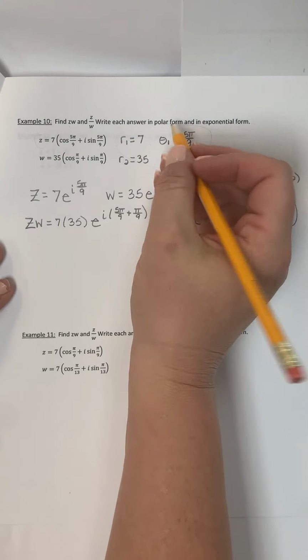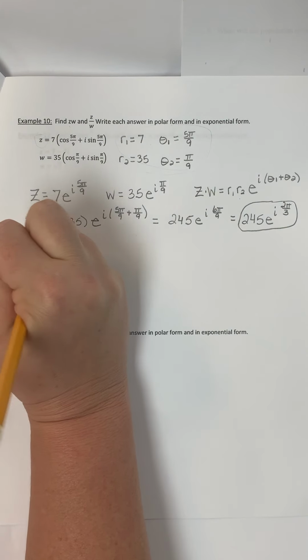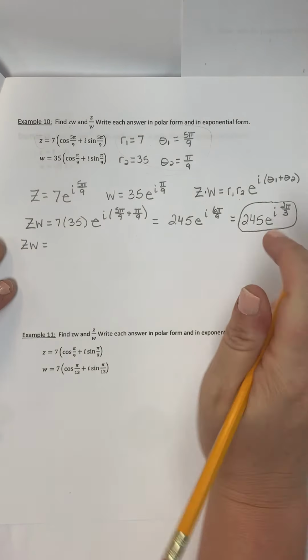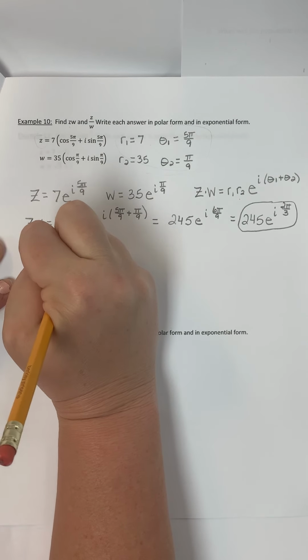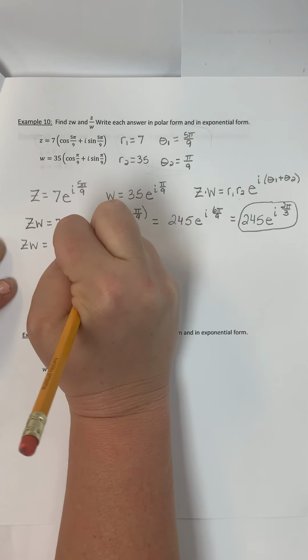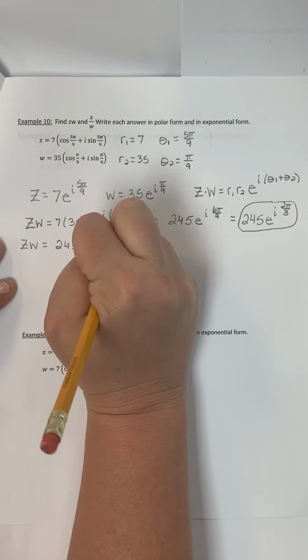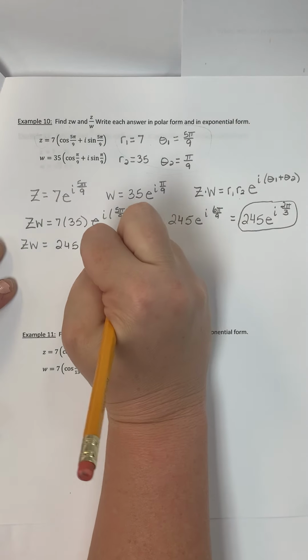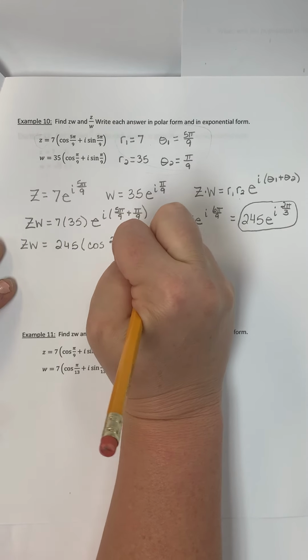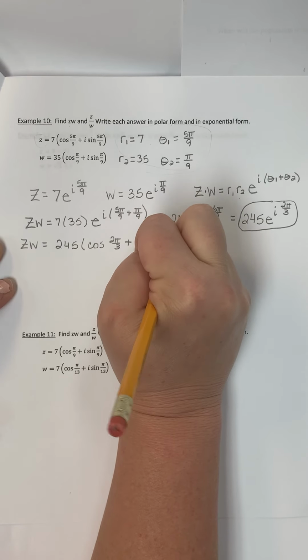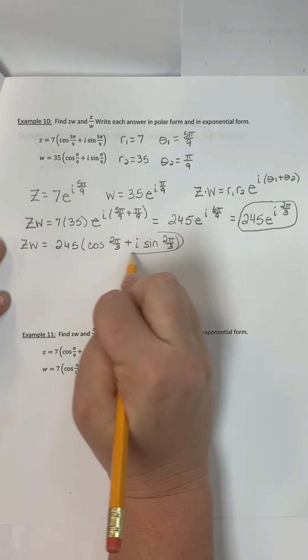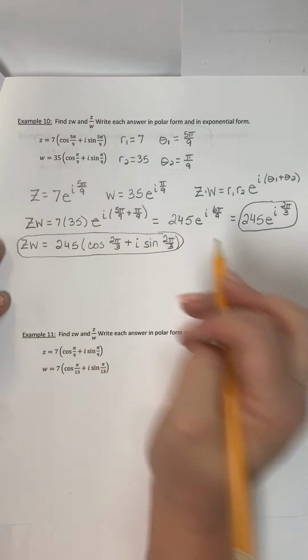Now, I'd also want polar form. So if I were to rewrite this in polar form, here's my r out front, cosine of 2 pi over 3 plus i sine of 2 pi over 3. And I just wrote it in polar form.